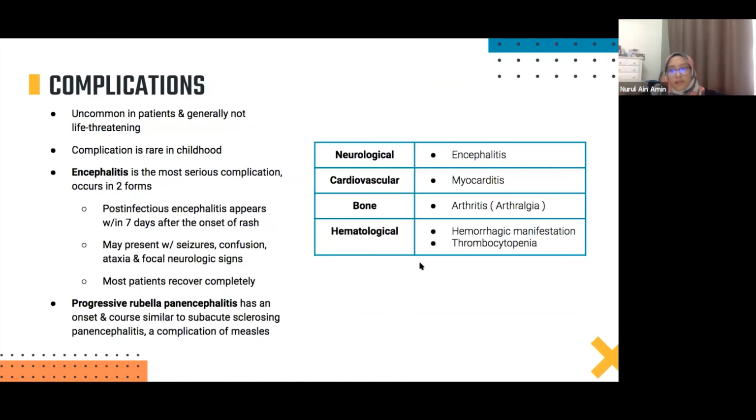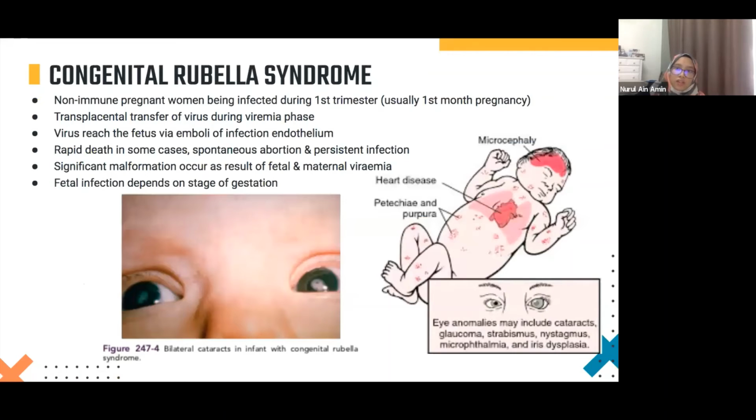Okay, next are the complications. The complications are actually rare, other than congenital rubella syndrome, because they are uncommon in patients and generally not life-threatening. However, encephalitis is the most serious complication, but most patients actually recover completely and deaths rarely occur. Okay. Next is congenital rubella syndrome.